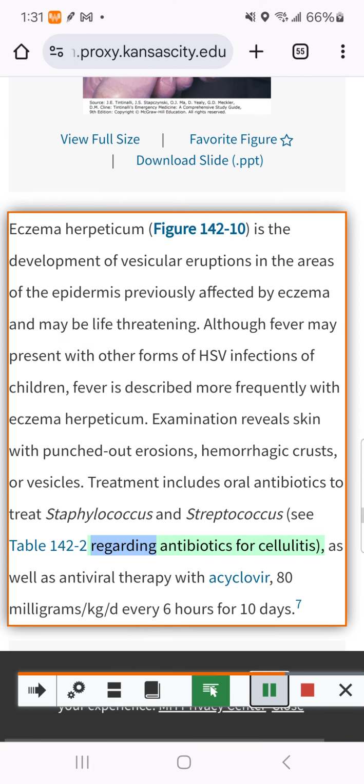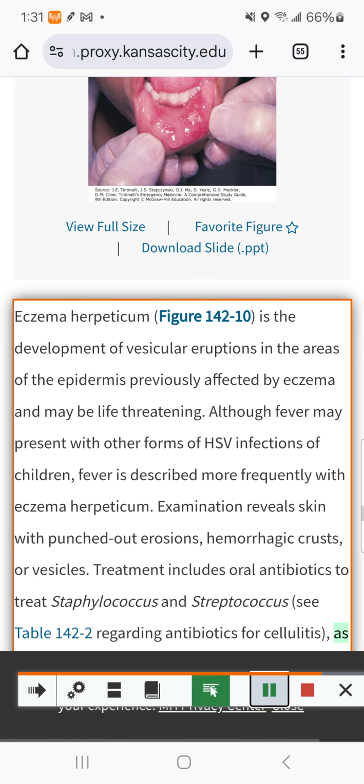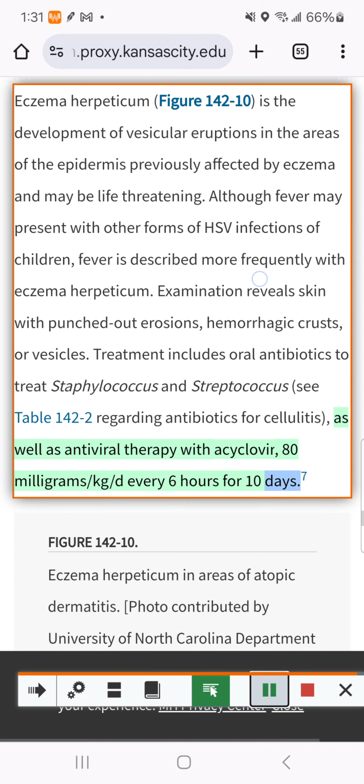See table 142-2 regarding antibiotics for cellulitis, as well as antiviral therapy with acyclovir, 80 mg per kilogram per day every 6 hours for 10 days.